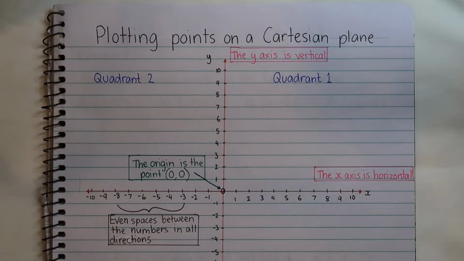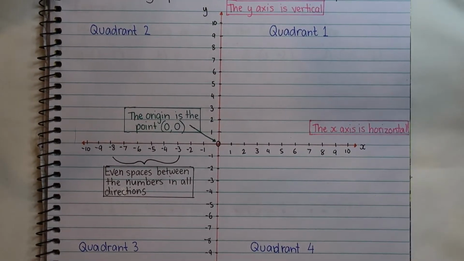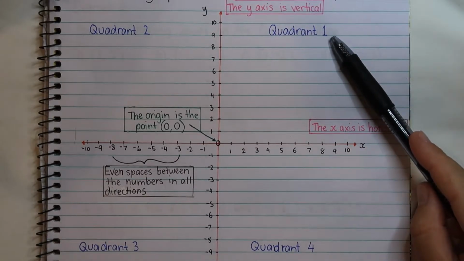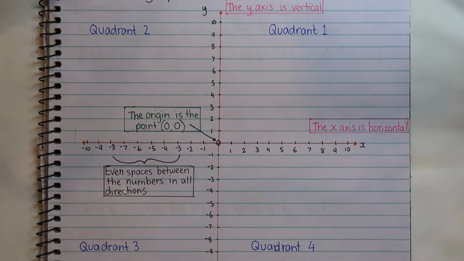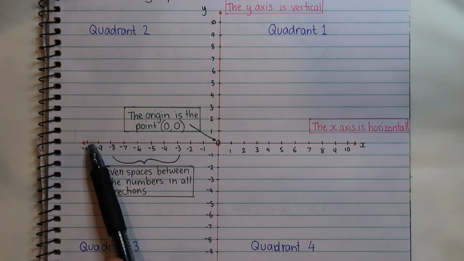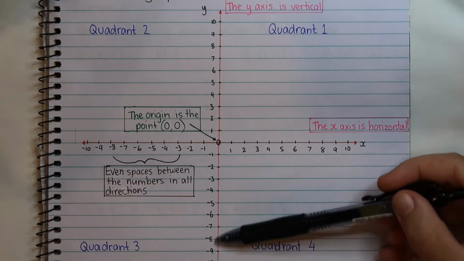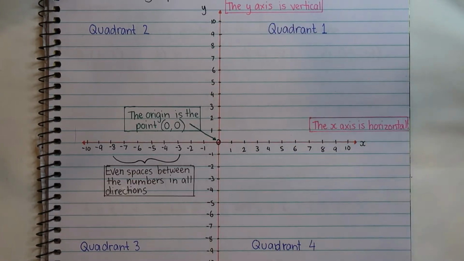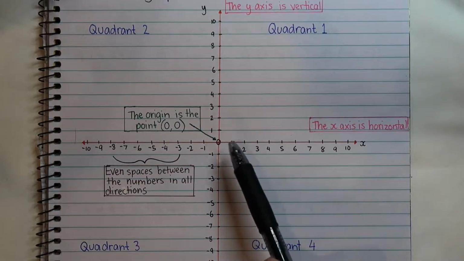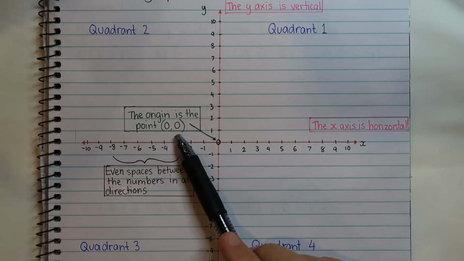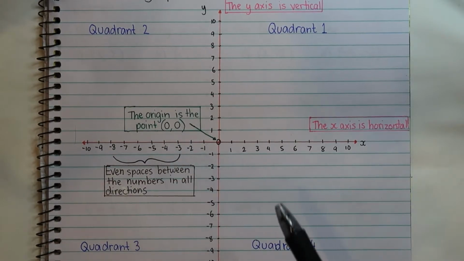So here is a Cartesian plane. So let's have a look at the features on this Cartesian plane. Here we have quadrant 1, quadrant 2, 3, and 4. This axis is called our x-axis, which is our horizontal, and our vertical axis we're going to call our y-axis. Where they both intersect is called the origin at the coordinates 0, 0, which we will go over soon.